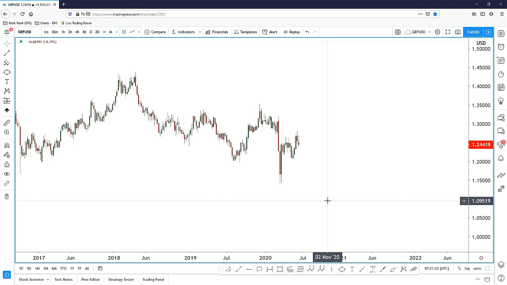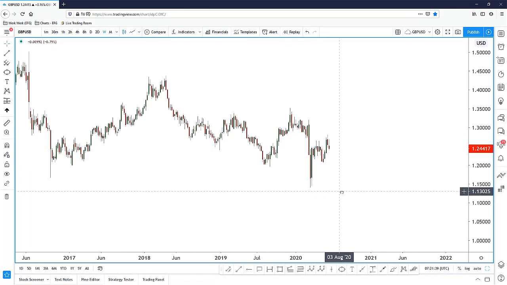And for today's trade of the day, we'll be looking at the pound dollar. Now, I chose this pair because there's going to be quite a lot of pound news coming out later today, and also a lot of dollar-related news. Right. So with that, let's dive in.